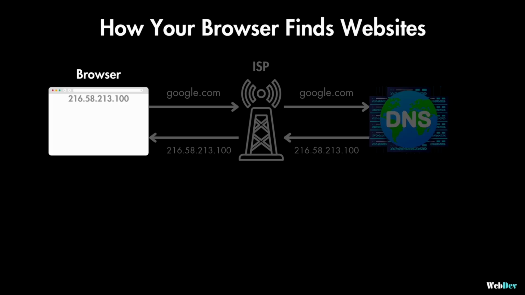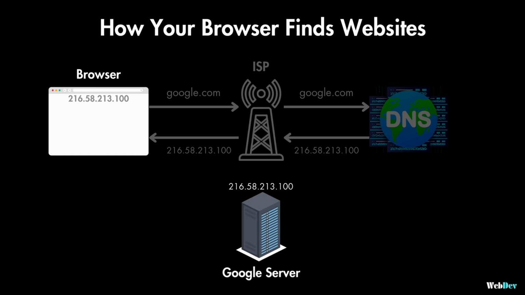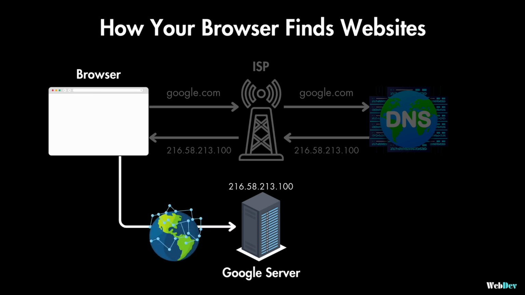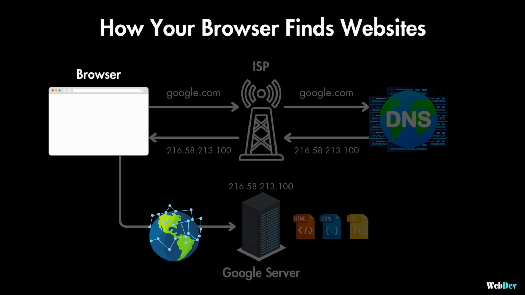Now that we have the IP address, your browser prepares an HTTP request to this server, and this request gets sent across the internet, traveling a whole network of cables and routers to find its destination. This server that received the request is like a giant warehouse storing all the files that make up google.com, and it finds the HTML, CSS and JavaScript files that build the google.com homepage and sends them back to your browser.